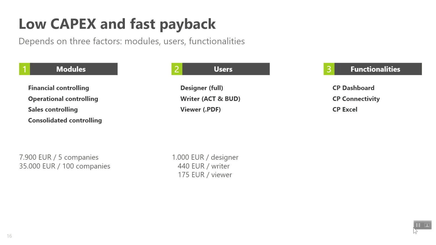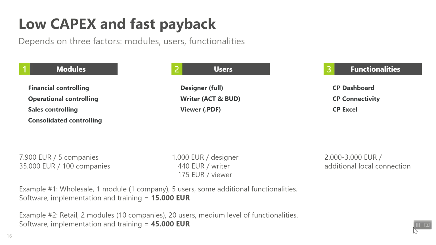Viewers can only see the data and they can only see the reports but can't write any data into the tables. Here we can see the examples of prices for each additional user. It starts from 175 euros for a viewer and up to 1,000 for a designer. Then we have some additional functionalities such as CP connectivity, which connects directly to your ERP system, and all of these additional connectivities or additional functionalities cost around 2,000 to 3,000 euros.